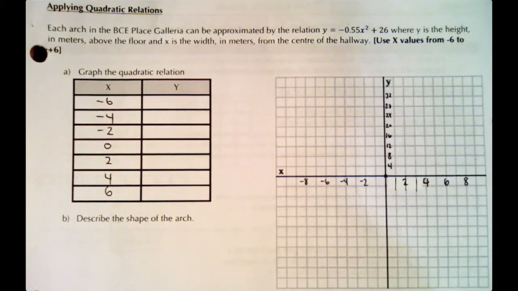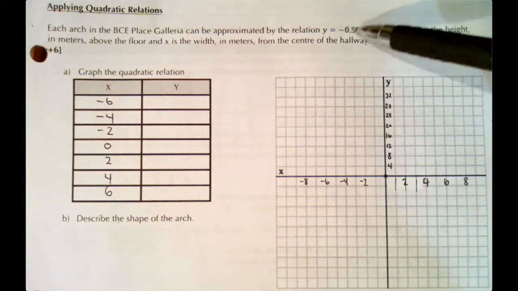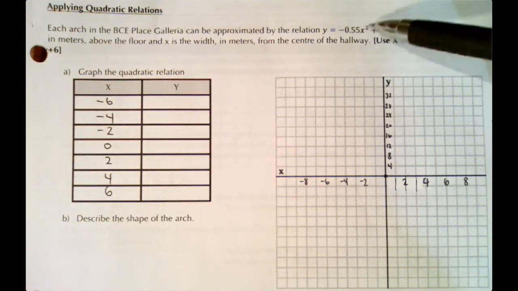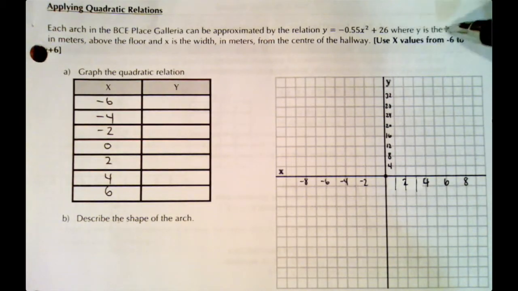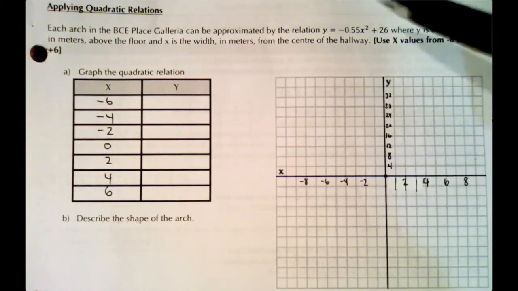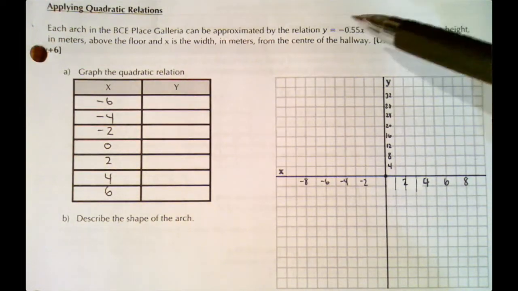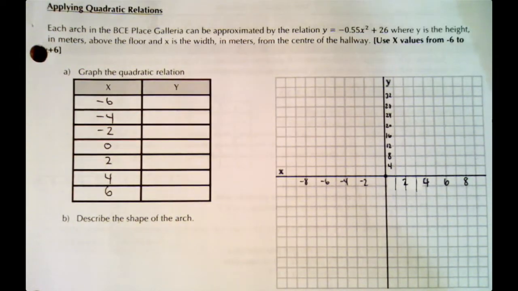It says each arch in the BCE Place Galleria can be approximated by the relation y = -0.55x² + 26, where y is the height in meters above the floor and x is the width in meters from the center of the hallway. Use x values of -6 to +6. And I've done that in the table. I evenly spaced them, and I created a scale that kind of came up with that.